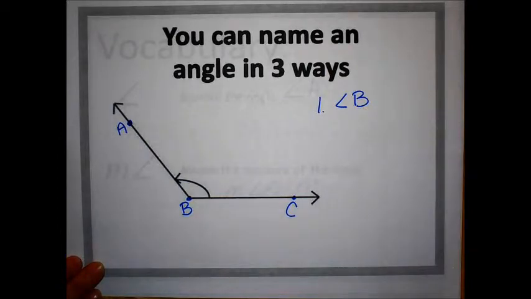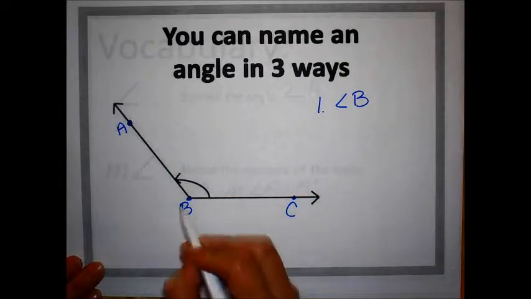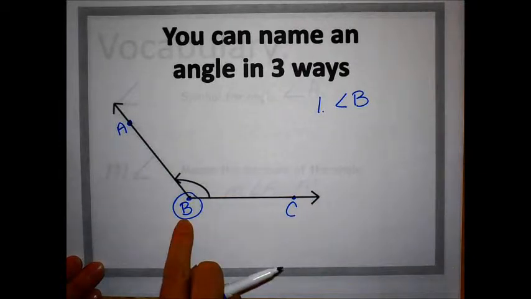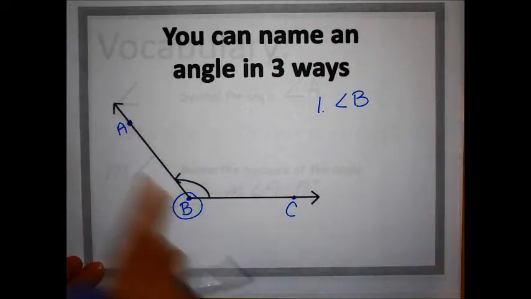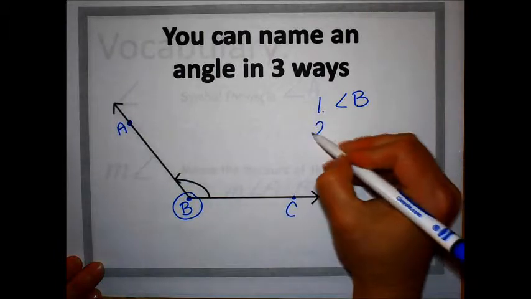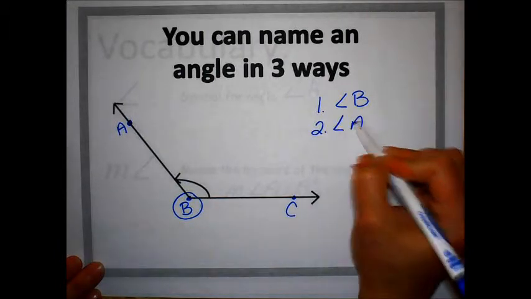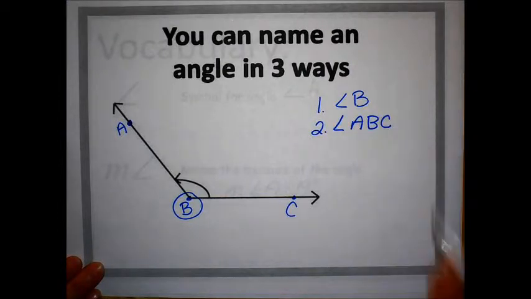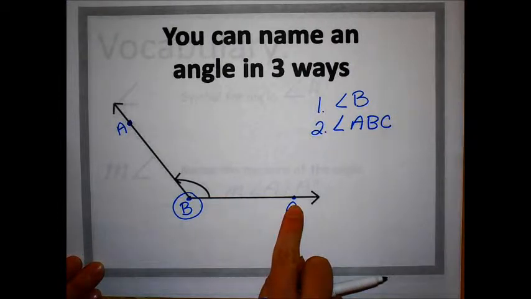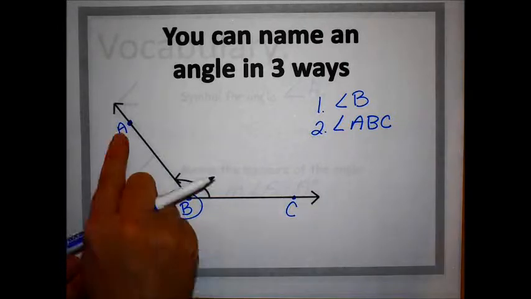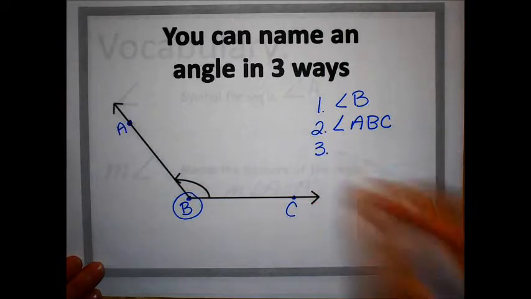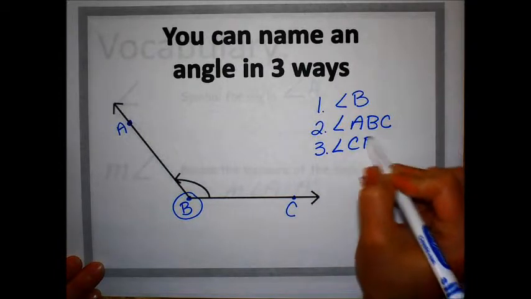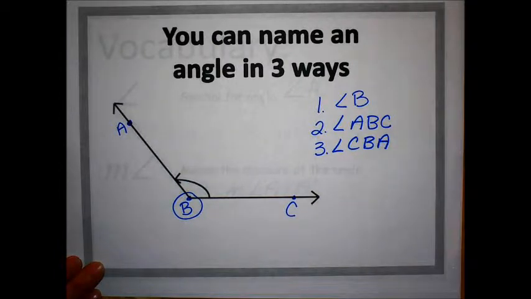I can also name my angle by using all 3 letters that I'm given as my points. But if I do, you have to remember that your vertex point B always has to be in the middle. So I could also name this angle A, B, C. So that's the second way to name it, angle A, B, C. Or I could start with C and say C, B, A. So the third way to name my angle is angle C, B, A.